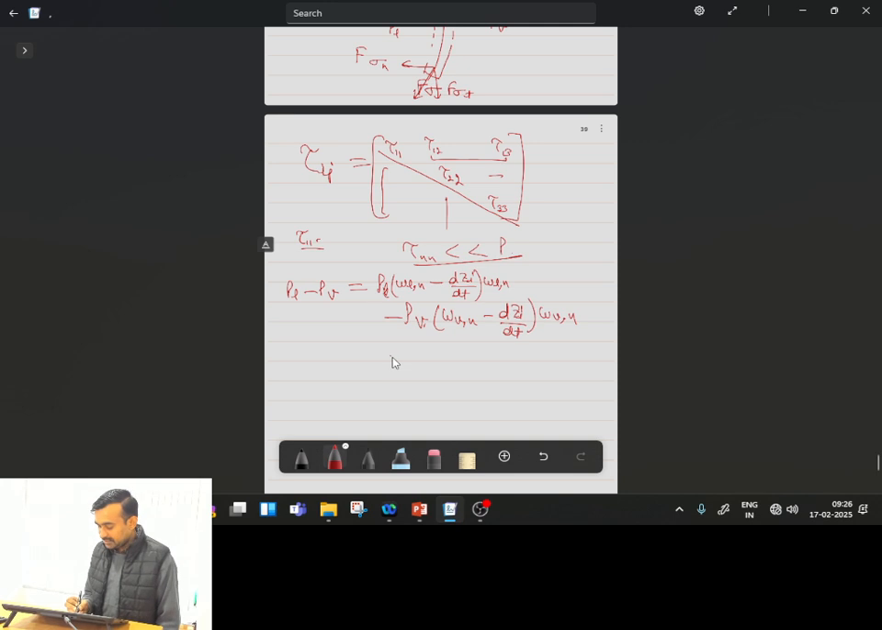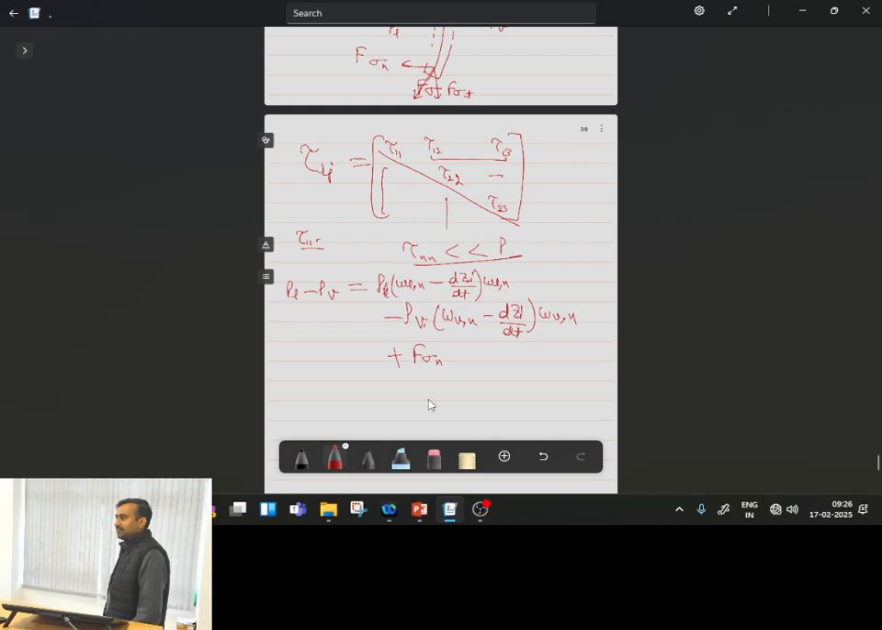Along with this, I will also have the contribution of which force? F sigma n. Is this clear? So F sigma n will come as another force. What we are doing over here, P is pressure.